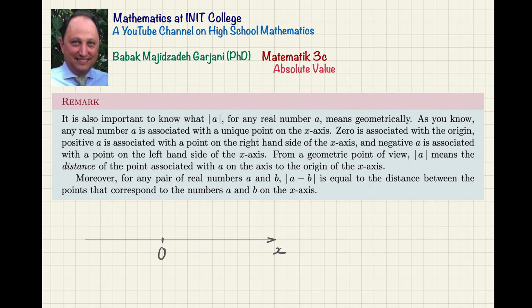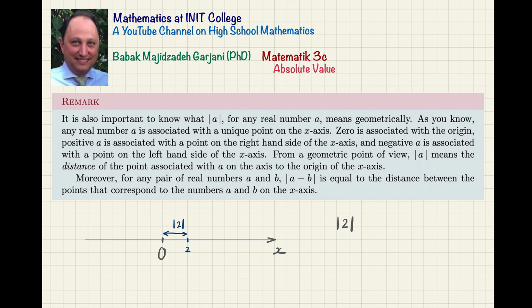But what I want to emphasize is that you know that any real number is associated with one single point on the x-axis. And then what is the meaning of the absolute value of that number? It is the distance from the point corresponding to that number on the x-axis to the origin. For example, if you say absolute value of 2, it means that you can go and find the point corresponding to 2, which is this point, and then measure this distance. This distance, whatever it is, is the absolute value of 2.